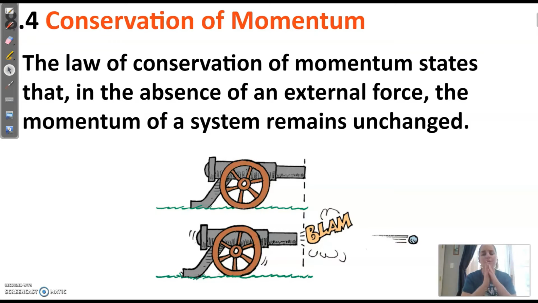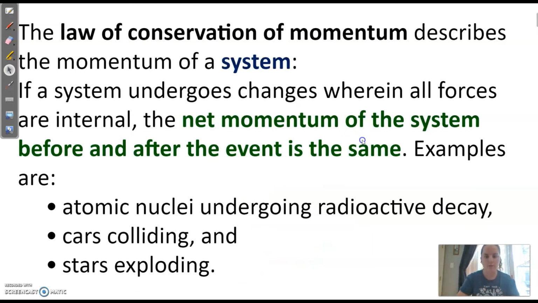The force that is shooting out the cannonball is the exact same magnitude as the force that is recoiling the cannon. They're just acting in opposite directions. The law of conservation of momentum can be applied to our cannon-cannonball system because there's an absence of an external force. The forces are all internal to our system.